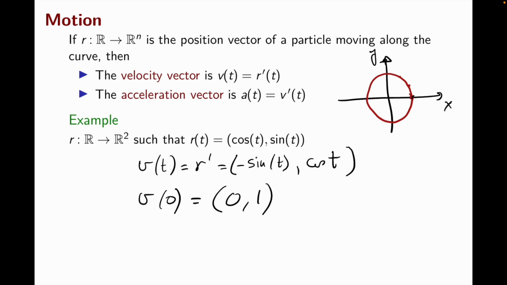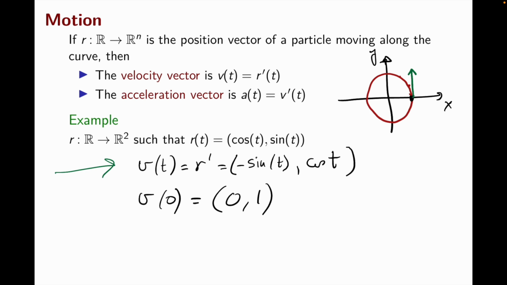So here, this is the point where the parameter is equal to 0. The vector is 0 in x, 1 in y, so it will be a vertical vector like this. This is the velocity vector at 0. And since we have it for every t, we can calculate the velocity vector at any point.